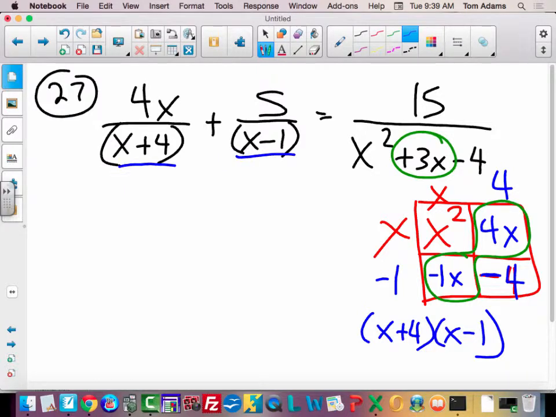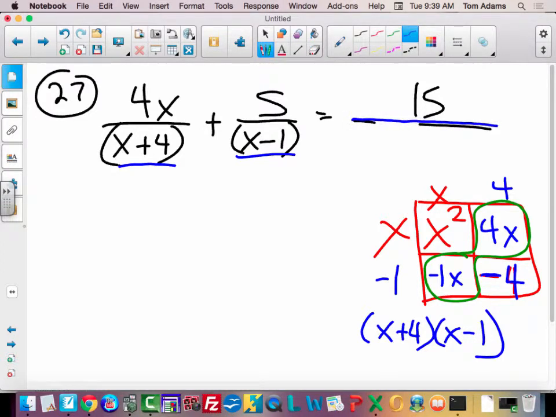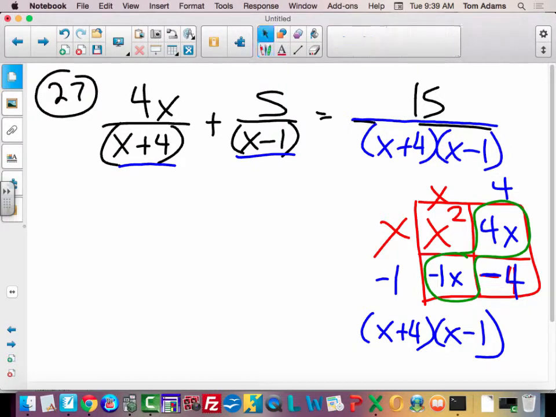That's no accident. The author of the textbook is helping you guys out. So I can take all this stuff and replace it with x plus 4 times x minus 1. Means the same thing. Okay? You guys with me so far?